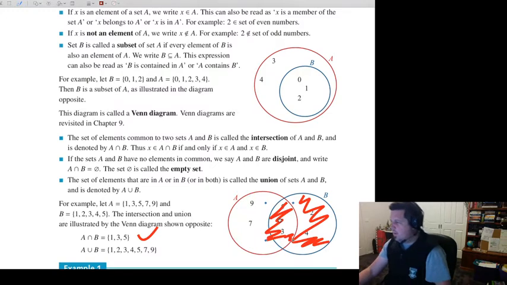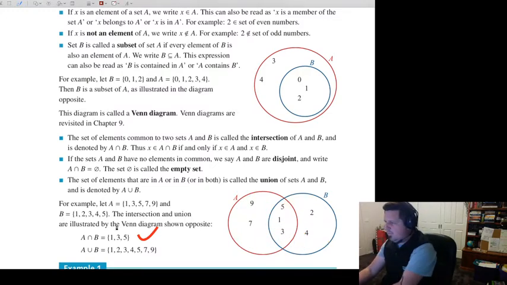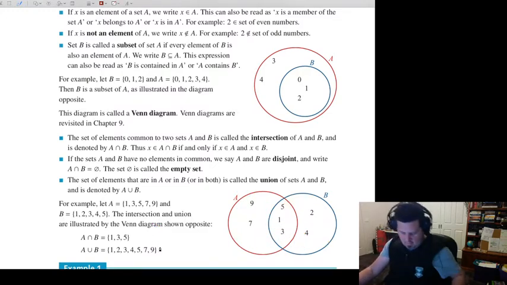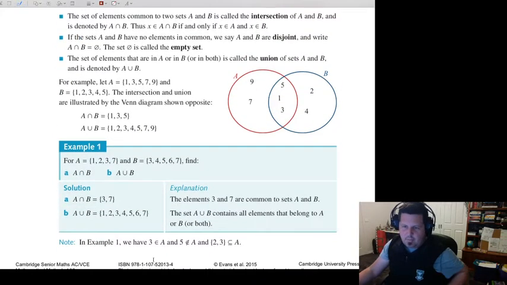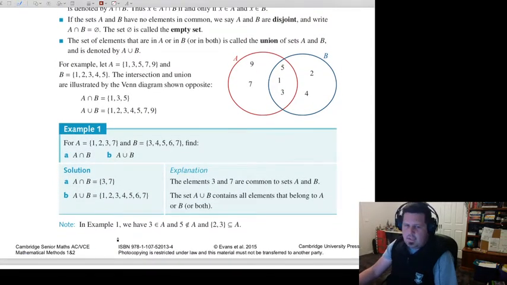Let's get rid of my scribble. A worked example. We've got a set A with some elements and a set B with some elements. It's asking us to find A intersection B. Remember, A intersection B are the elements that are in both A and B.